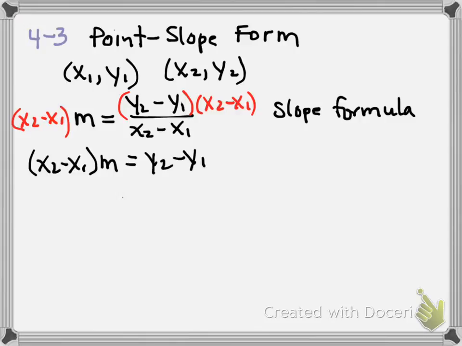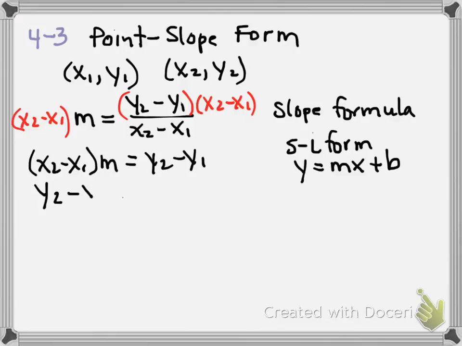y sub 1. Now, I want to keep in mind what that slope-intercept form looked like, because I kind of want mine to resemble this. So it says y equals mx plus b, okay? So right now, the y's are on the wrong side, the m is behind the x's, so I'm going to do a little symmetric property and a little commutative property and get things looking a little bit better. So I'm going to have y2 minus y sub 1 equals m times the quantity x sub 2 minus x sub 1.